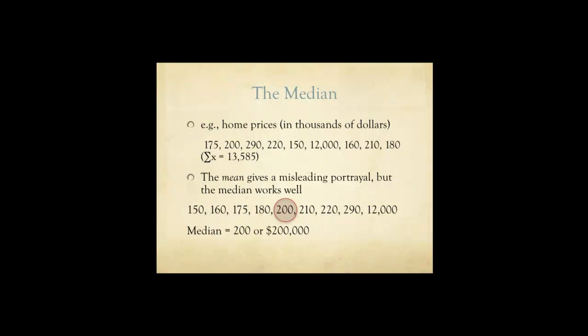And you can see that's a much better portrayal of the quote-unquote average home price or the central tendency than the mean, which was $1.5 million. So in this case, the median is better because it was not distorted by that outlier of $12 million. And in general, when you have outliers, you should be very wary of using the mean and much more comfortable with using the median.